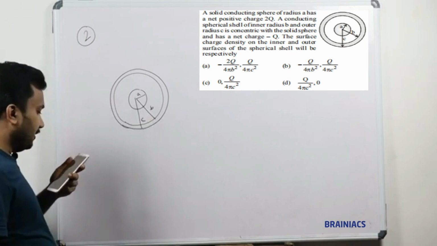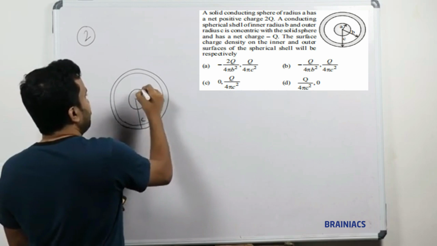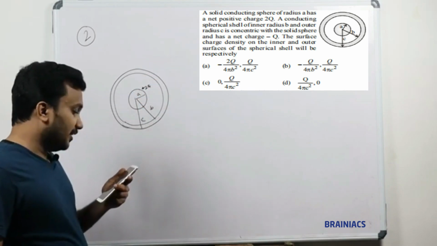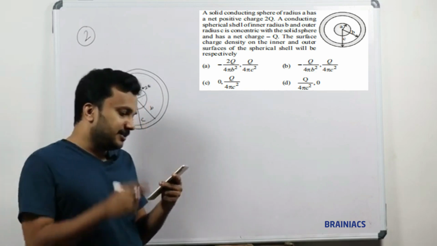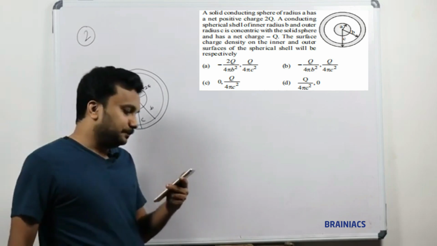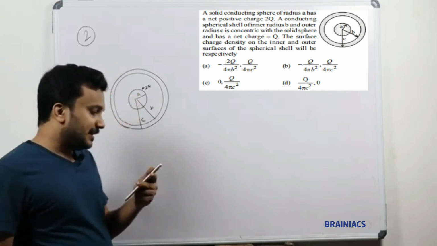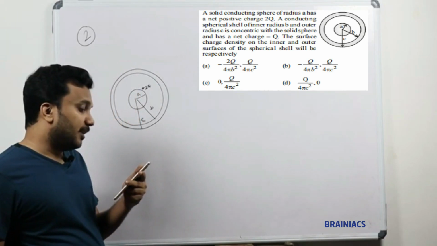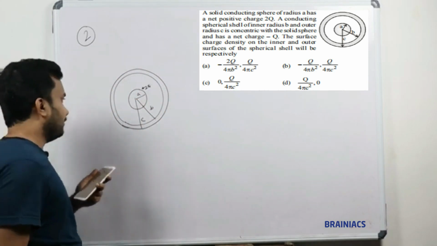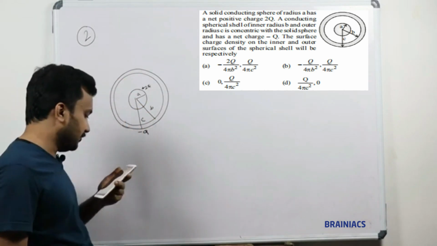A solid conducting sphere of radius A has a net positive charge of plus 2q, that is given in the question. A conducting spherical shell, which means the inside is empty, has inner radius B and outer radius C respectively. It is concentric with the solid sphere and has a net charge of minus q. So the conducting shell will have a charge of minus q.